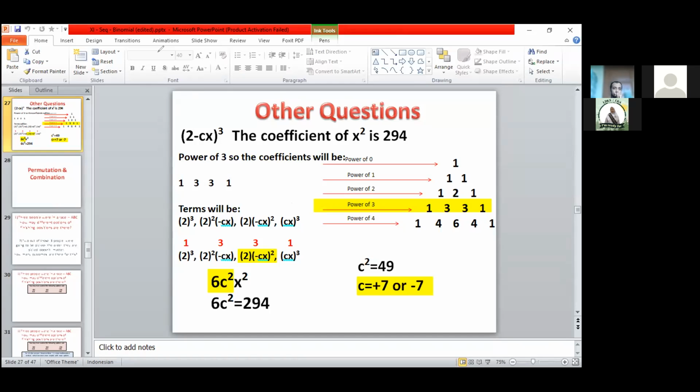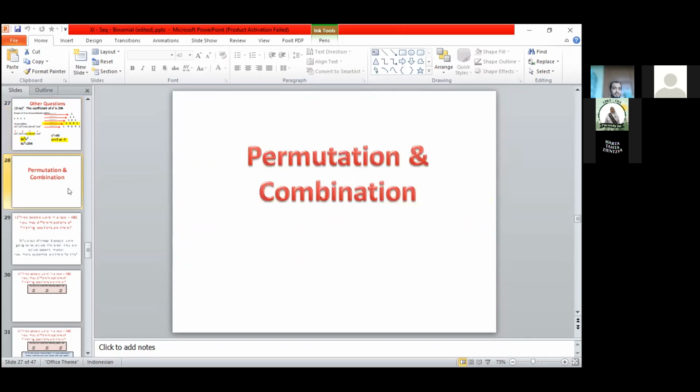Okay, so let's continue. Like I said before, what we are going to do next is to find the coefficient of each term without using a Pascal's triangle.